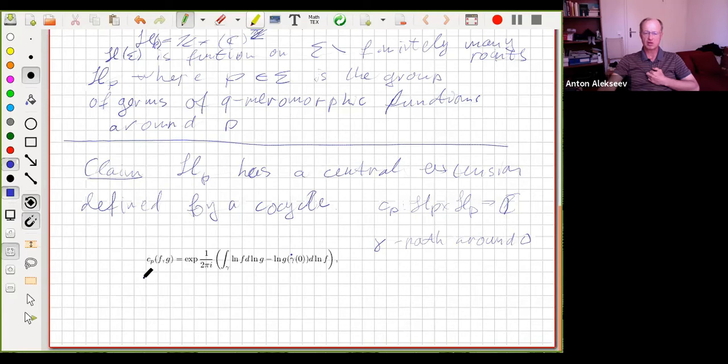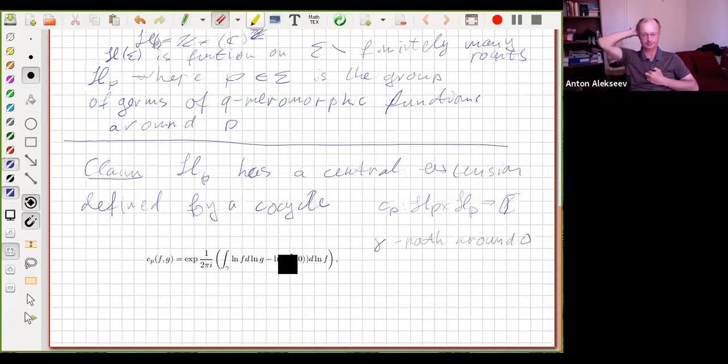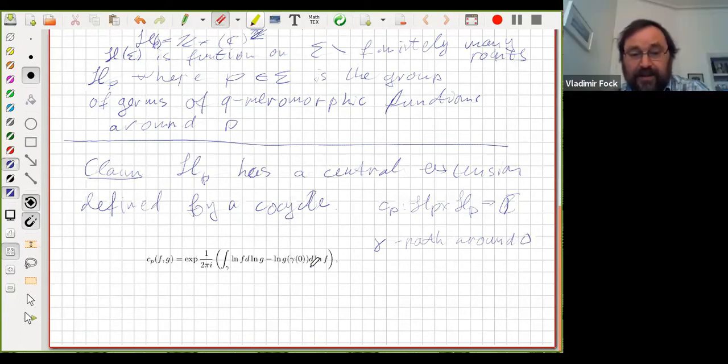Now, what is this log g over gamma of zero? Dot, it seems to me, is something I should erase. Okay. So this term is just log f d log g, but log f is actually not a well-defined function because it's defined only up to 2 pi. If you take just this first integral, then it depends on the starting point of gamma because the branch of log depends on it. The claim is that if you take this difference, then it doesn't depend on the starting point.